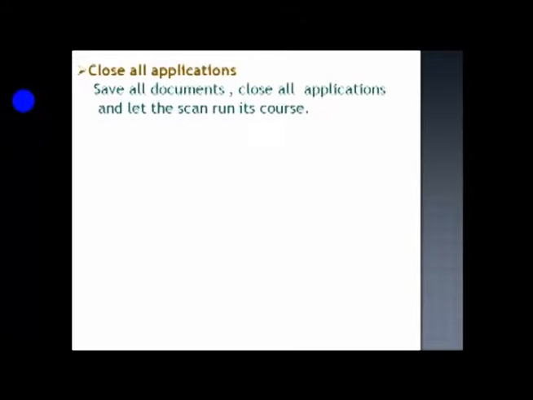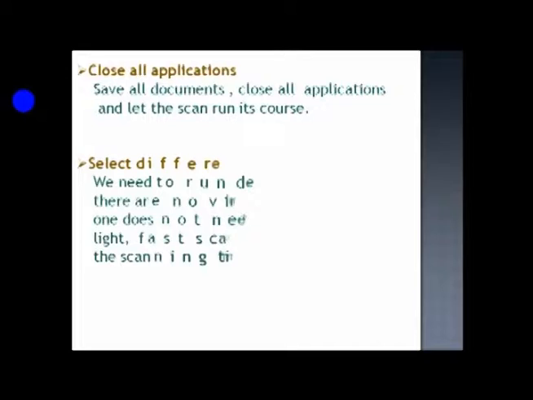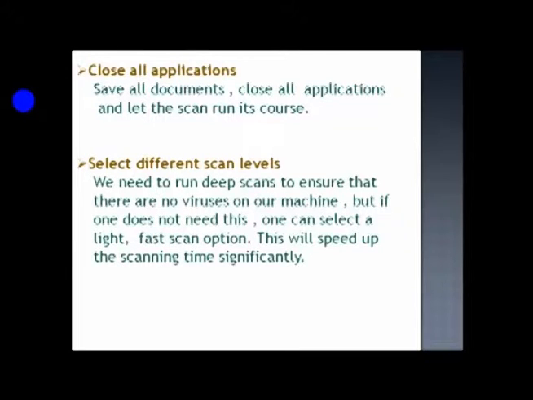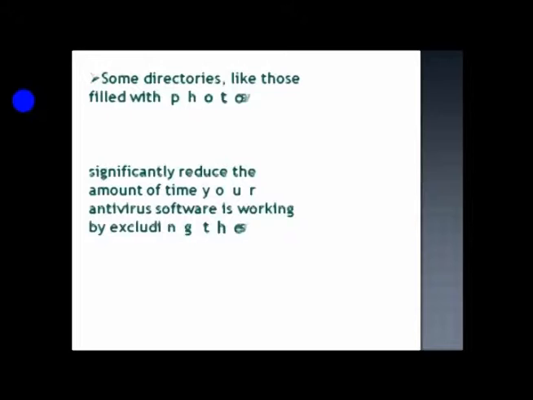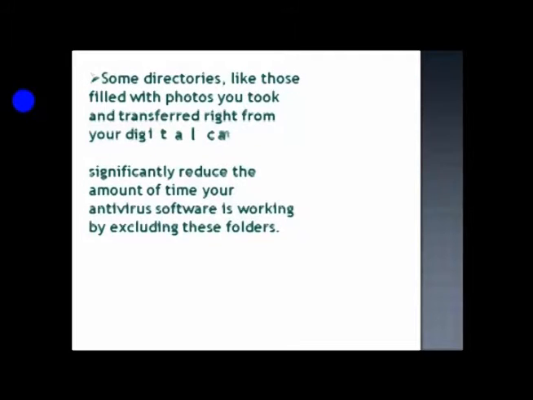Firstly, close all applications. Save all the documents, close all applications, and let the scan run its course. Select different scan levels. We need to run deep scans to ensure that there are no viruses on our machine, but if one does not need this, one can select a light, fast scan option. This will speed up the scanning time significantly. Some directories, like those filled with photos you took and transferred right from your digital camera, are very low risk but very big. You can significantly reduce the amount of time your antivirus software is working by excluding these folders.